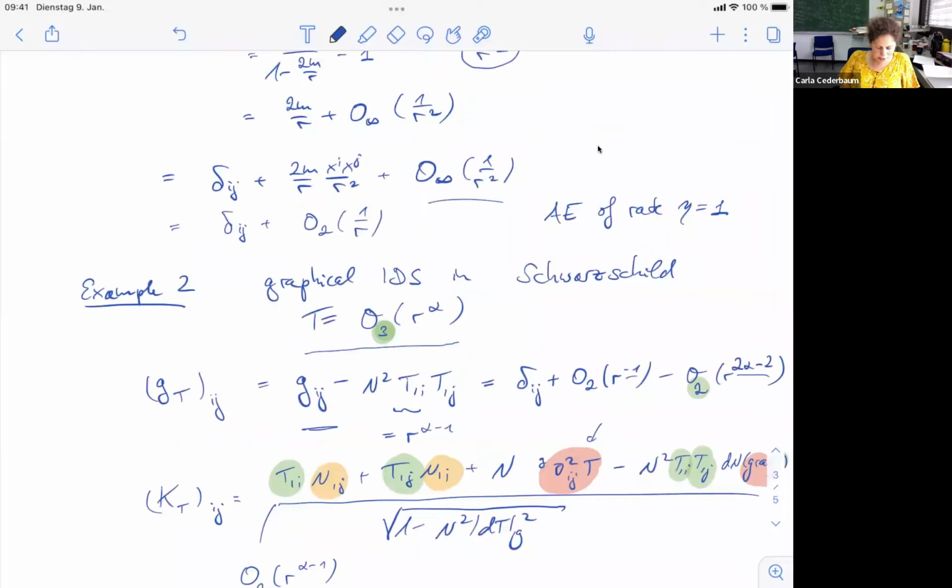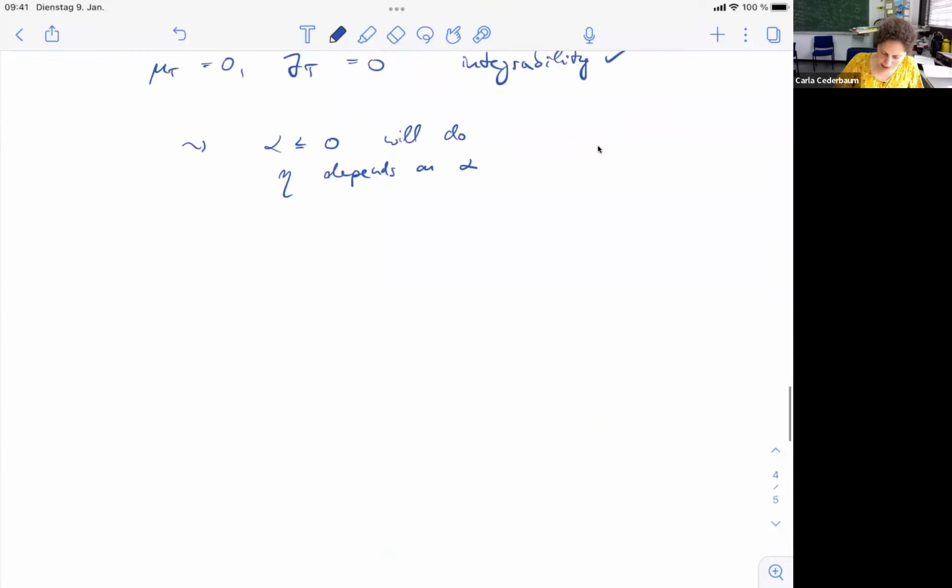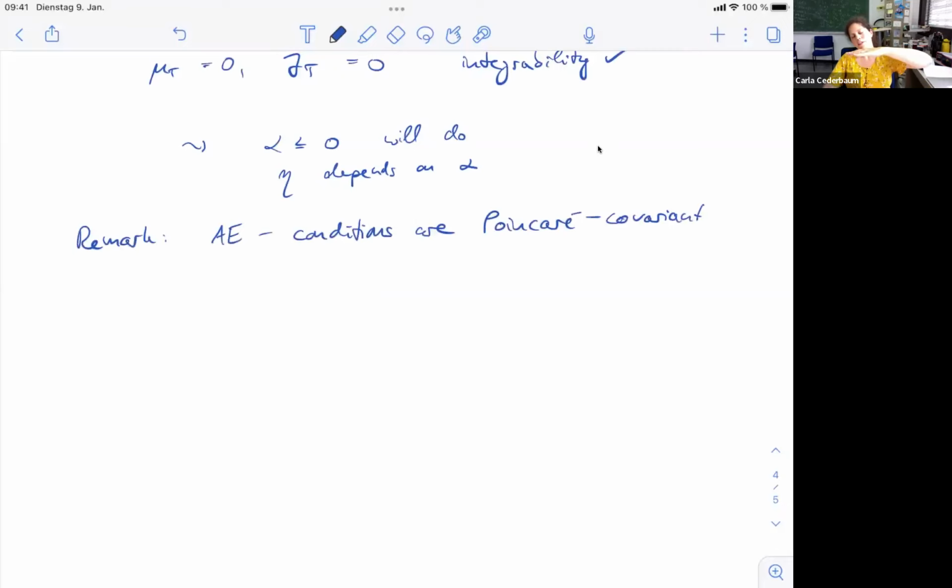Okay, one last comment I want to make about these asymptotic Euclideanness assumptions is that they are Poincare covariant. I already said that if you start with asymptotically Euclidean initial data and you evolve them in time with lapse and shift decaying suitably fast to the Minkowski versions of them, then the spacetime that generates is asymptotically Minkowskian.